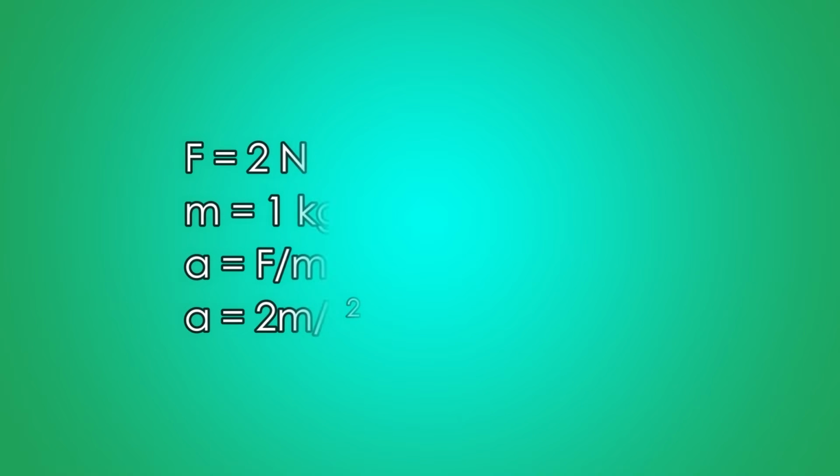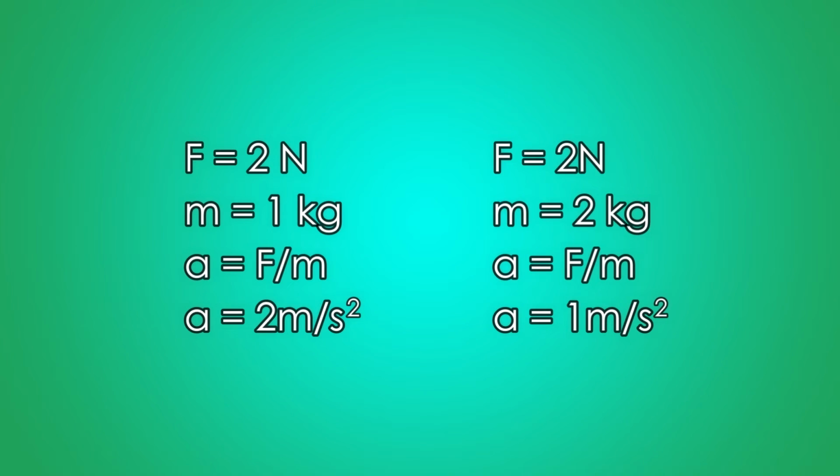Now for the mass. Say we have 2 newtons of force and 1 kilogram of mass. We know the acceleration is 2 meters per second squared. If we double the mass of the object while keeping the force the same, the acceleration halves.